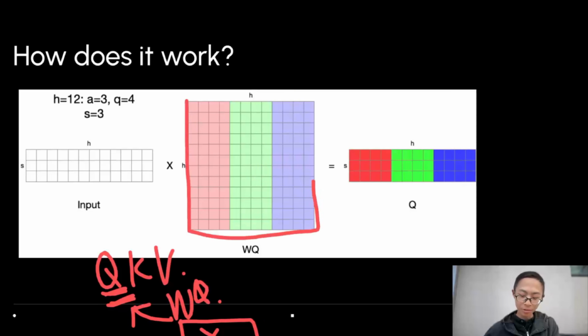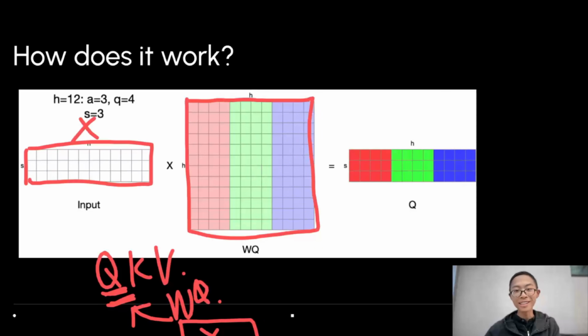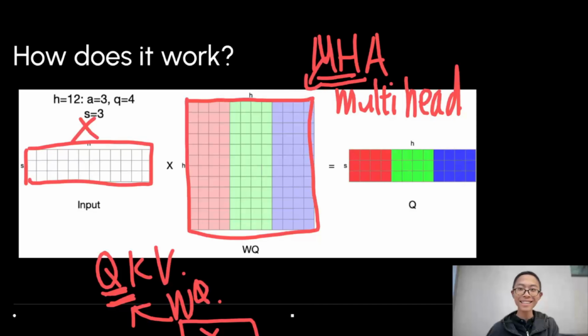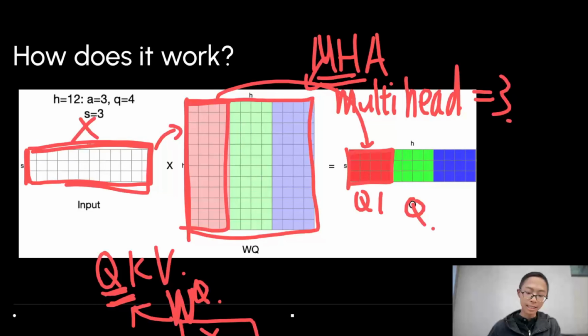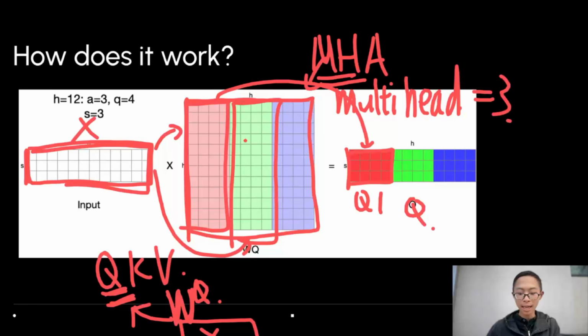This is WQ. Here is the input X. But why are there 3 colors? Because it's multi-head attention, MHA. Therefore, how many heads are here? The number of heads is 3. So each of them is a slice of this WQ, and we multiply X and get this head output of Q. And then for the second head, this green box, we use the same X to multiply with the green head 2 and then get this output Q2.